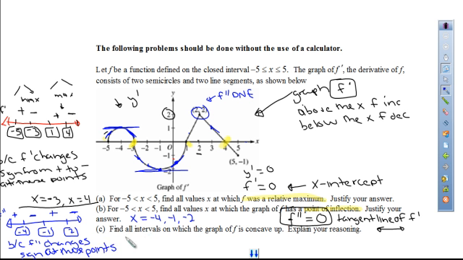Part C says find all the intervals in which the graph is concave up. It's concave up where the second derivative is positive. I already have it from part B. So where is my second derivative positive? It is positive from -5 to -4. Remember, it's not negative infinity because we start at -5. And from -1 to 2. Those are the intervals where it's concave up, because the second derivative is positive in these intervals.